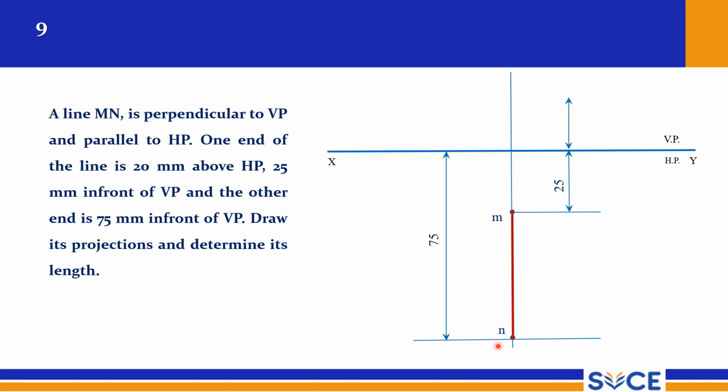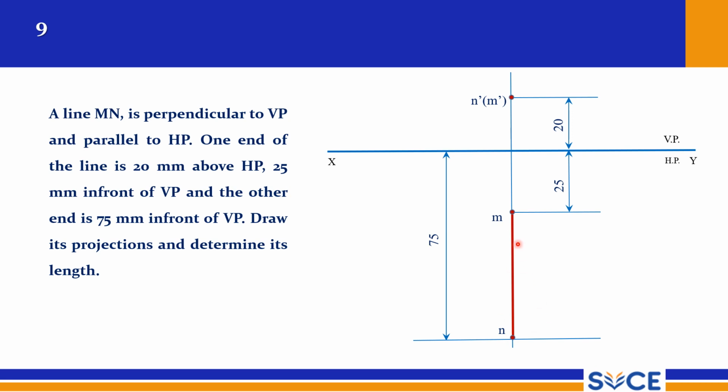The front view is 20 mm above HP, 25 mm in front of VP. One end is 20 mm above HP. So above HP, where we are going to see the front view, at 20 mm draw a line and mark a point. So M is invisible and N is visible. So this is your front view and this is the top view.